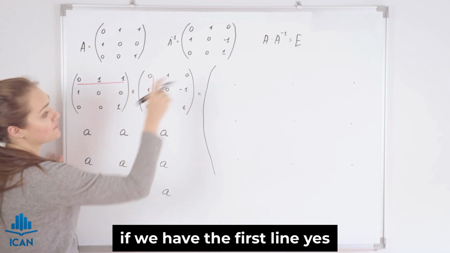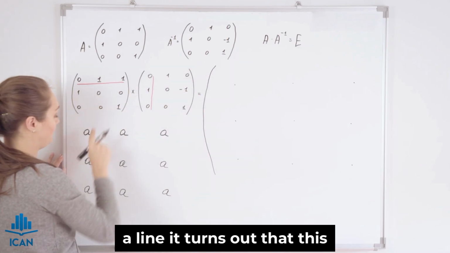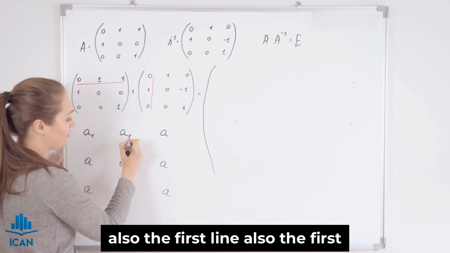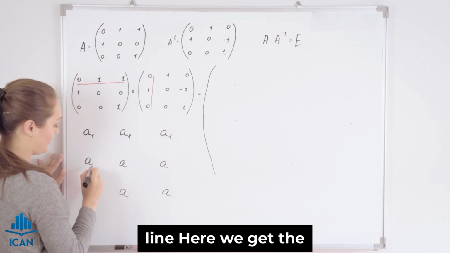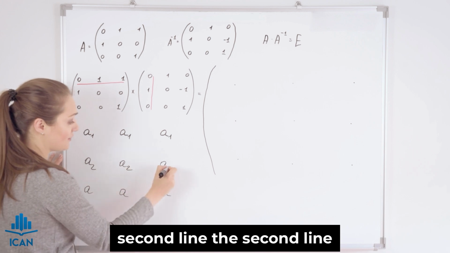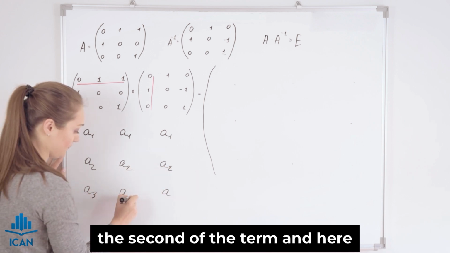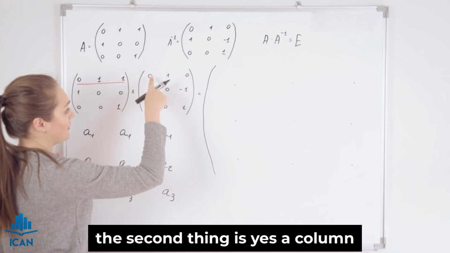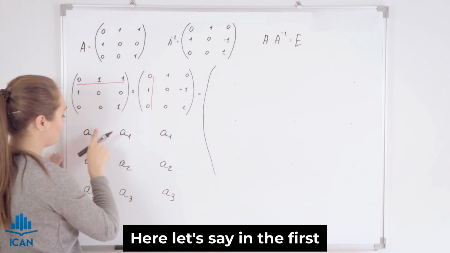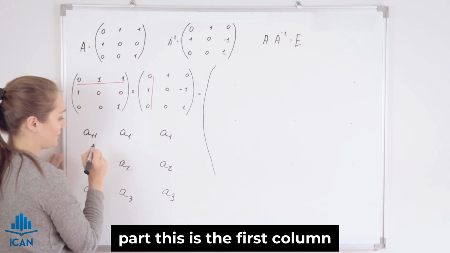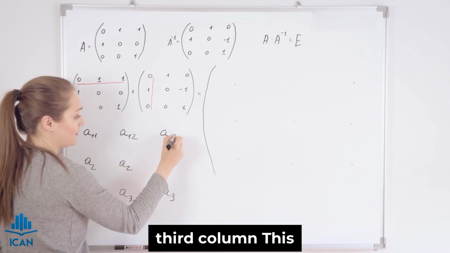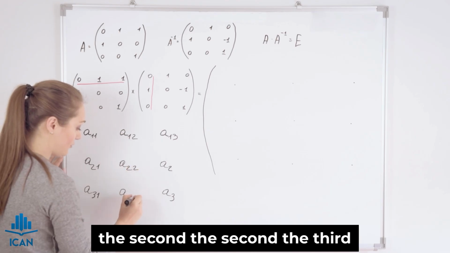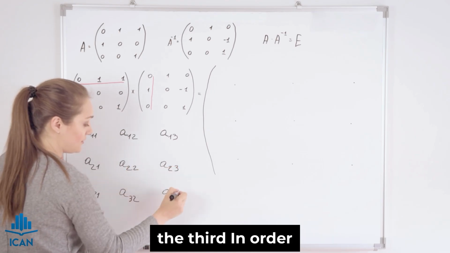For example, this will be the first line, this is also the first line. Here we get the second line, and here the third. And the columns: in the first part, this is the first column, this is the second column, this is the third column. This is the first column, the second, the third.